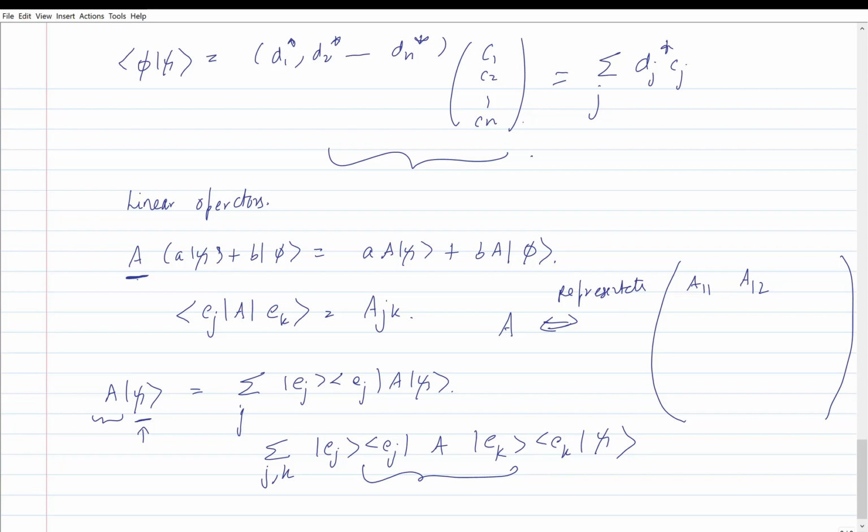So I get some sort of an outer product notation, what I call. I get the sum over jk. I get an ej, Ajk. This was the Ajk element. I get ek.